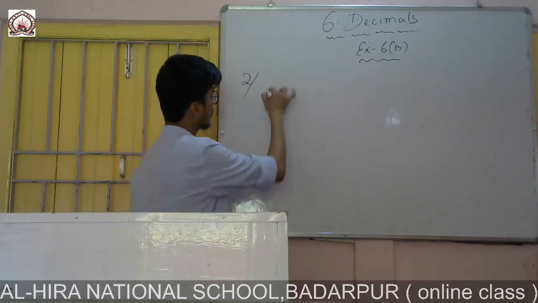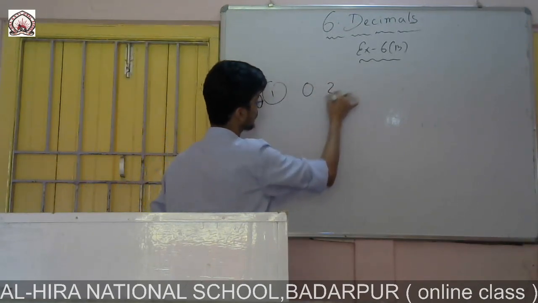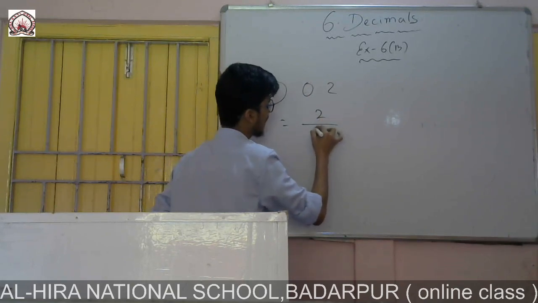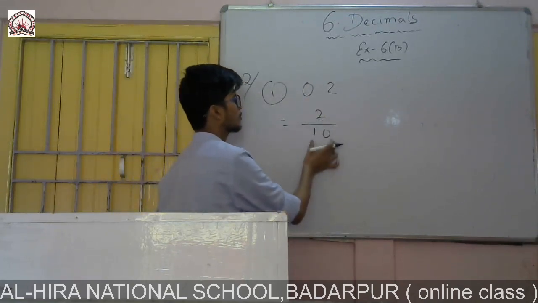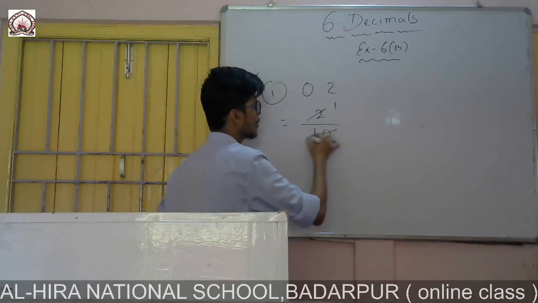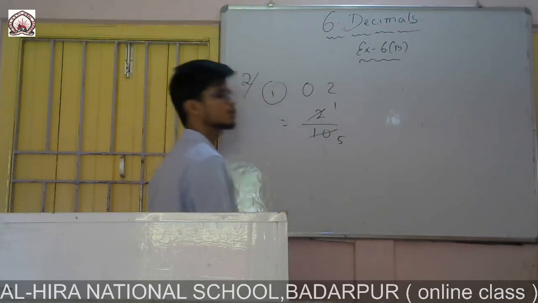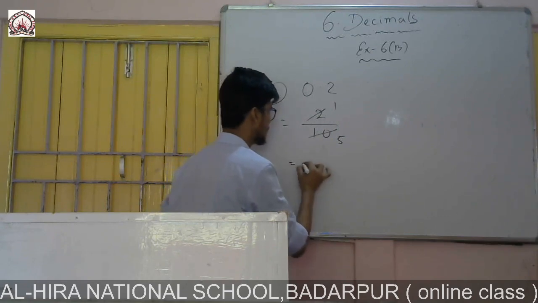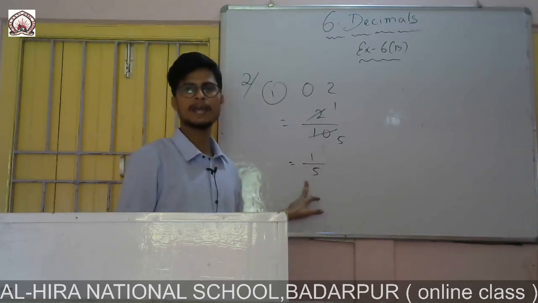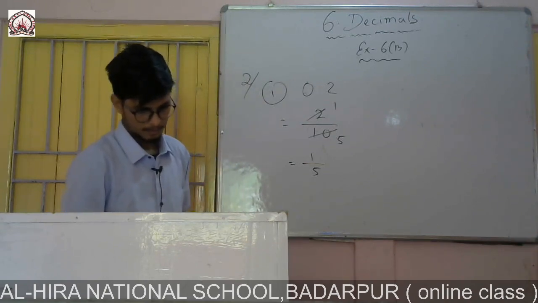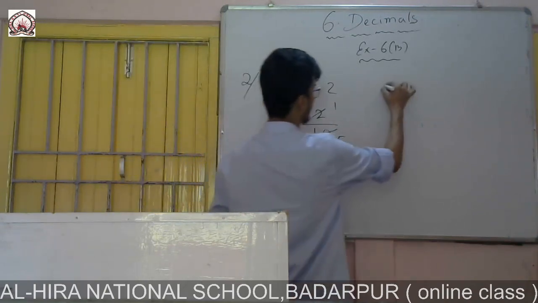It is given 0.2. I can write it as 2 by 10. Now you see I can cancel it with 2. 2 1s are 2, 2 5s are 10, which is equal to 1 by 5. So this is the required fraction in lowest terms. Okay, now let me do Roman number 4.